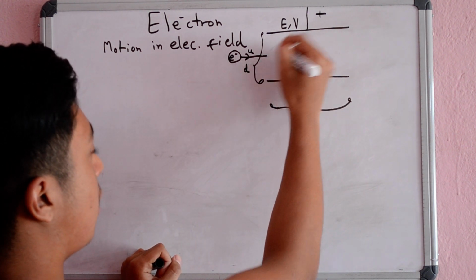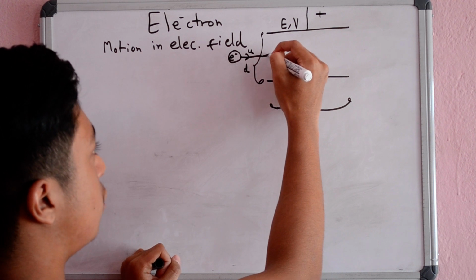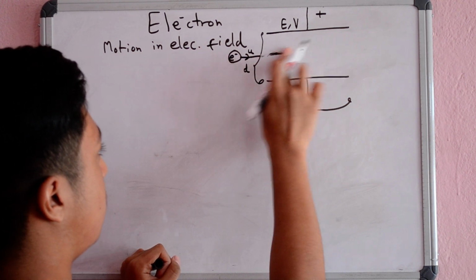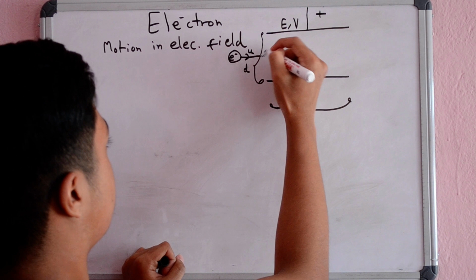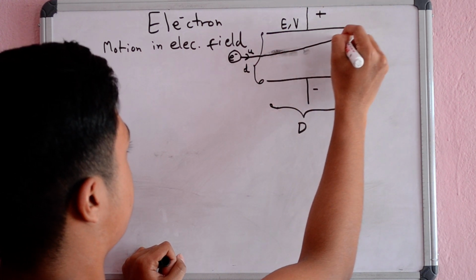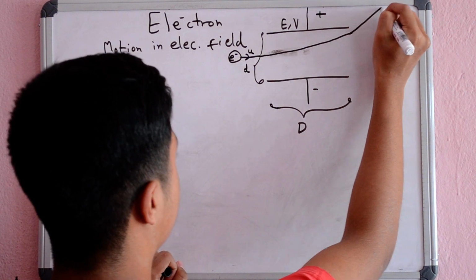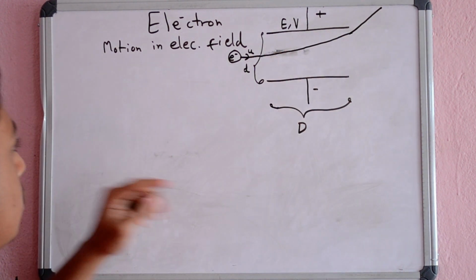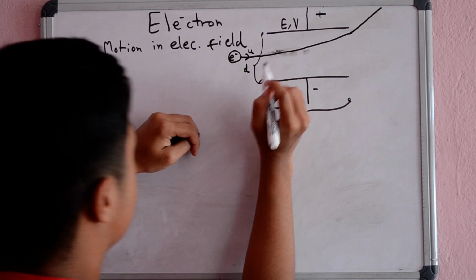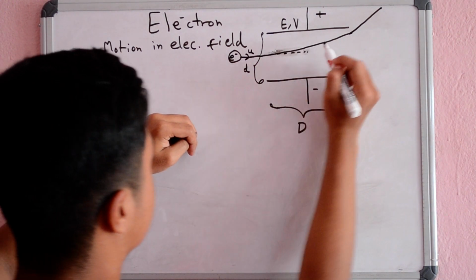Now, the positive plate attracts the electron, so it goes like this, right? And then after the electric field, it goes tangential like that. So here, this is the projected path if there was no electric field.